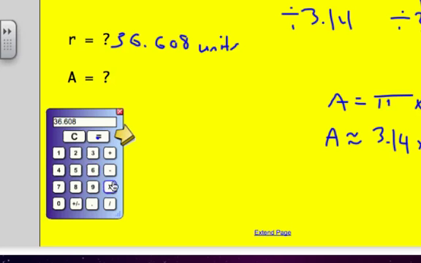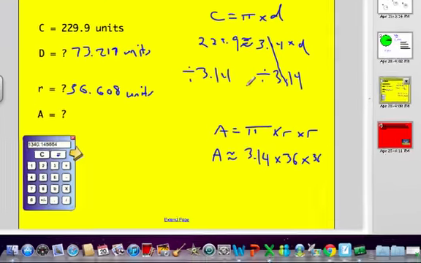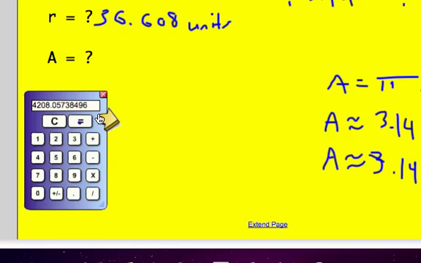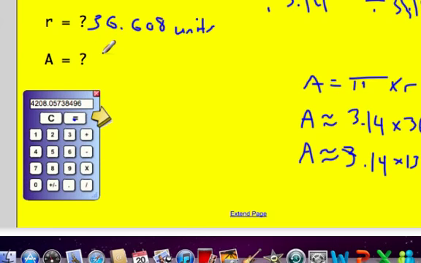So 40 times 40 would be about 1600. I should get something a little lower than 1600. 1340. Okay, we'll live with that. And I'm not done there, of course. I still have to multiply this by 3.14. And we should get about 4208.057, something like that. And this is, of course, units squared.